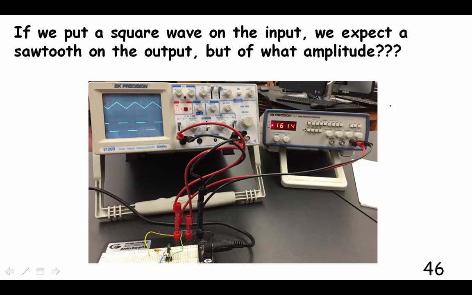Well, if we put a square wave on the input, what would we expect? We would expect a sawtooth. So here the input is a square wave. We're integrating a constant, and it just goes up. And then when we integrate this, it goes down. So we expect it to go like that because that's how the integrator works. But what's the amplitude of this sawtooth? We know it should look like a sawtooth, but what should the amplitude be?